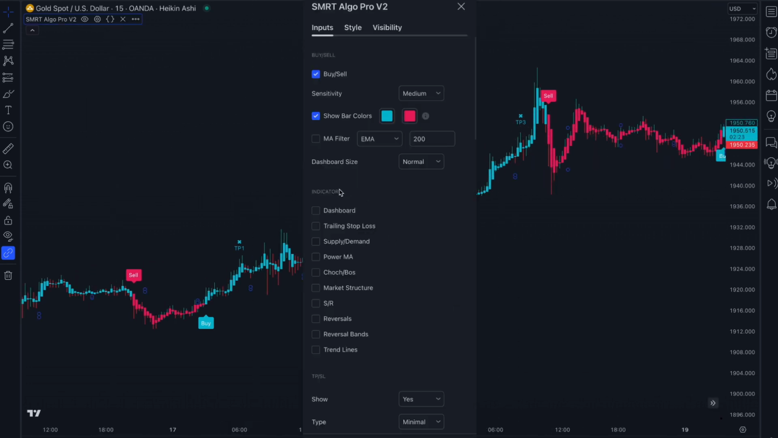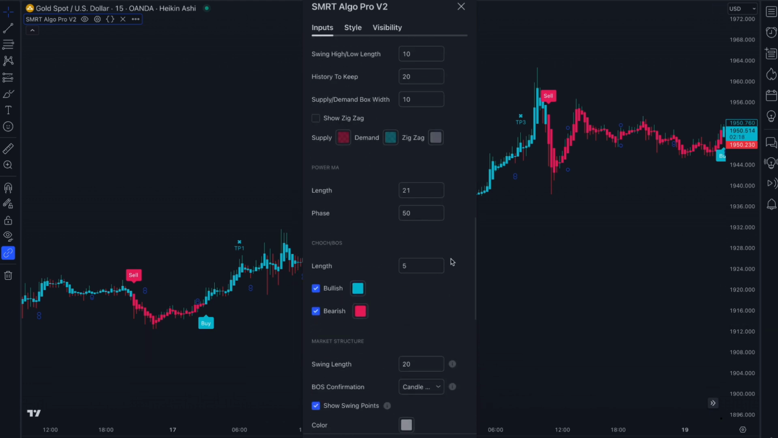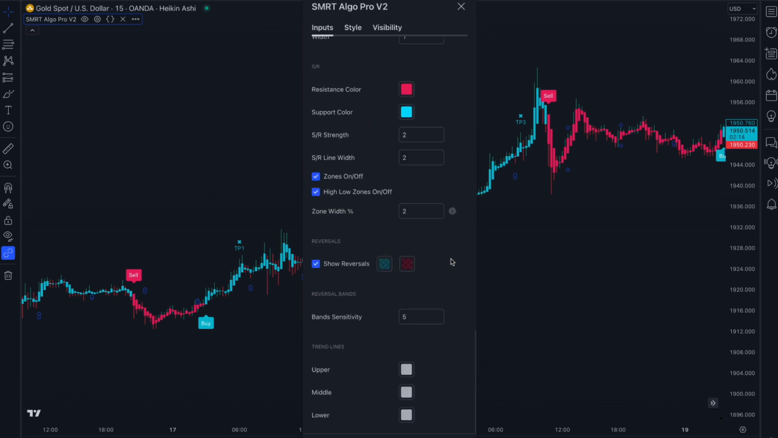Every indicator shown here can be adjusted. You can play around with the settings below in the inputs tab of the SMRT Algo Pro V2, but overall we recommend keeping the default settings as that's what worked best.